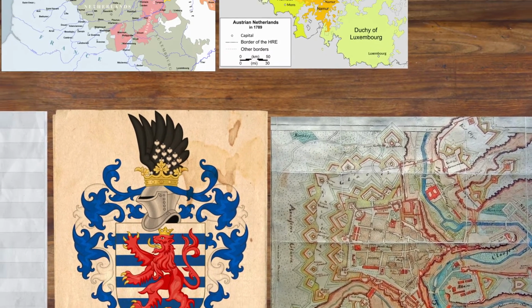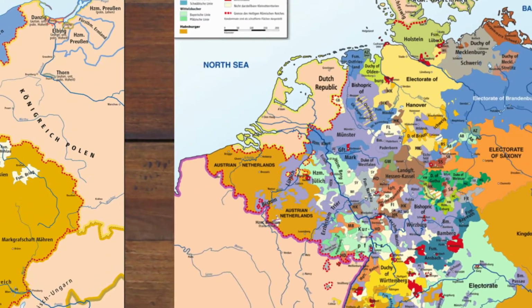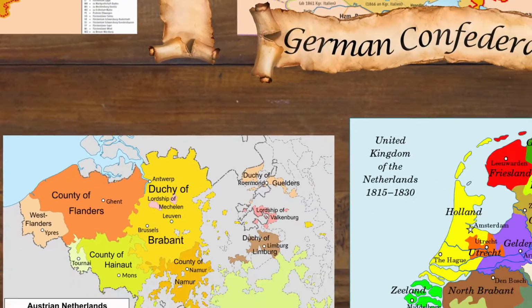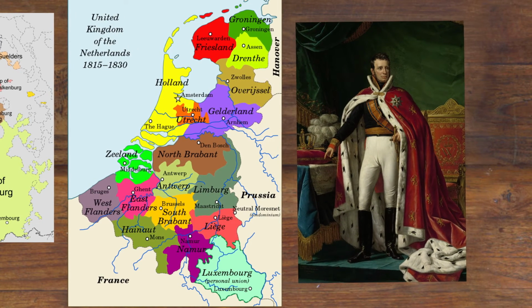In the aftermath of the Napoleonic Wars, the previously Austrian Netherlands, which had been part of the HRE, and the Dutch Netherlands, which had not been part of the HRE, were united into the United Kingdom of the Netherlands, with the Dutch Prince of Orange becoming the new king over these lands. The king belonged to the House of Orange-Nassau.